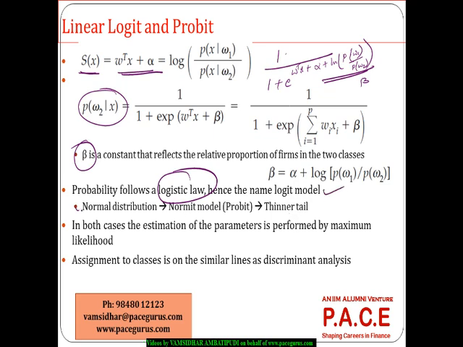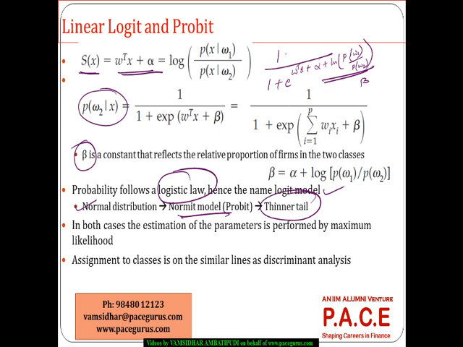Otherwise, I can make it follow a normal distribution. In that case, we call it a normit or a probit kind of model, which will have a thinner tail compared to the logit model. But when we are doing the estimation, either of the methods can very well be used. They don't make a big difference in the real world estimation.